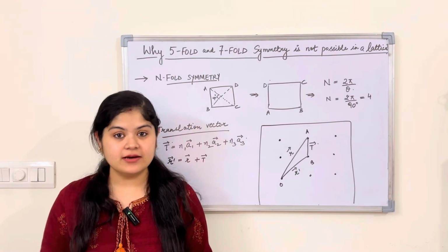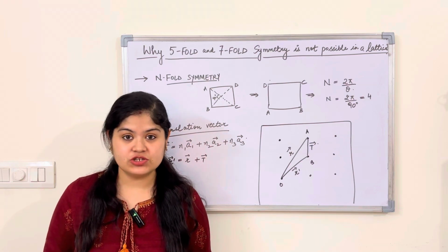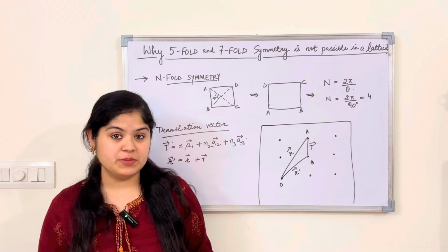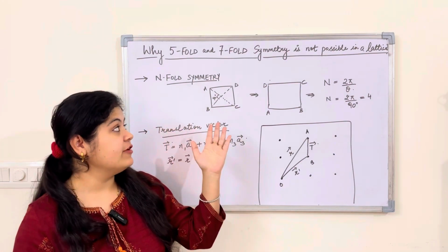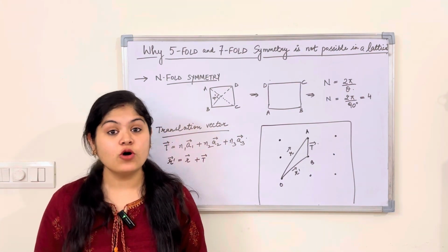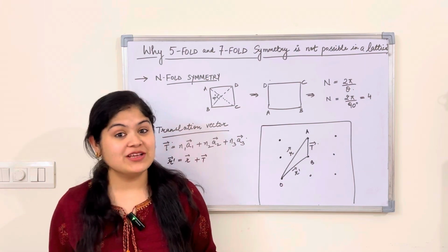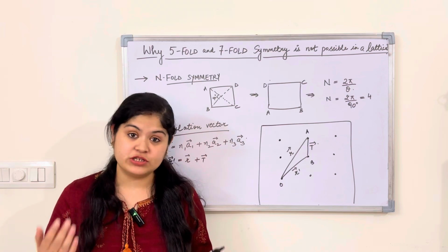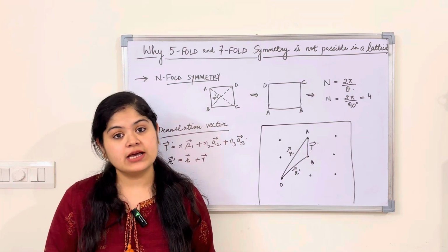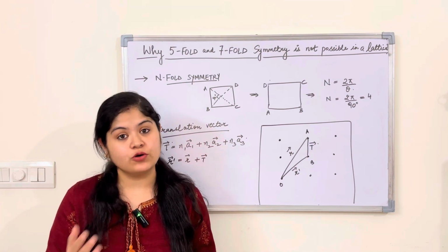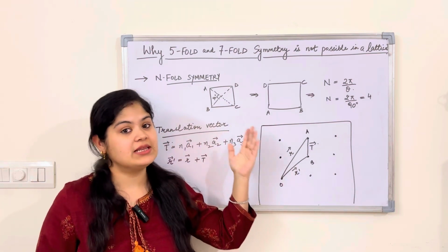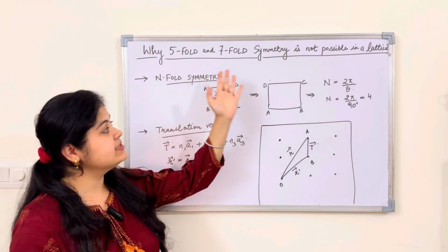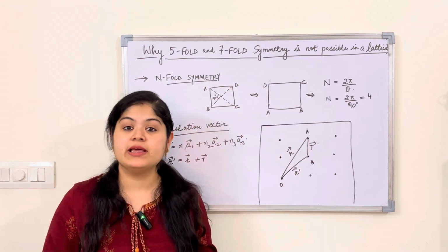So this is my third video for the topic crystal structure for BSc and MSc solid state physics, and today we will be discussing why 5-fold and 7-fold symmetry is not possible in a lattice. In my previous video I thoroughly explained how many symmetry operations are possible in a lattice, and we discussed rotational symmetry in thorough detail. This is a topic which is linked to rotational symmetry, and it says that 5-fold symmetry and 7-fold symmetry is not possible in a lattice.